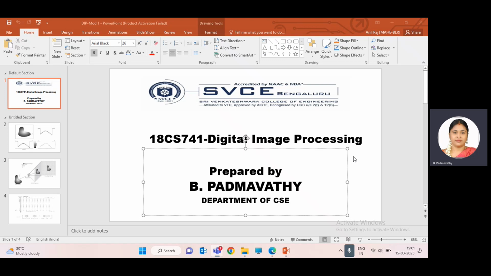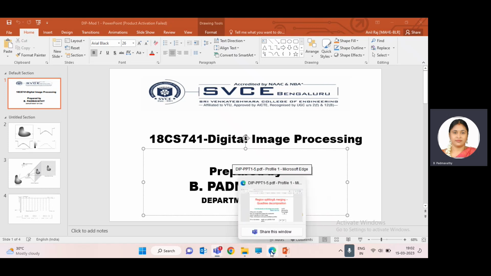Today, we are going to discuss a topic on digital image processing, and our today's topic is region splitting and merging. As I have already discussed in one of my videos, region growing. This is the reverse technique of the region growing process. Let's enter into the topic.